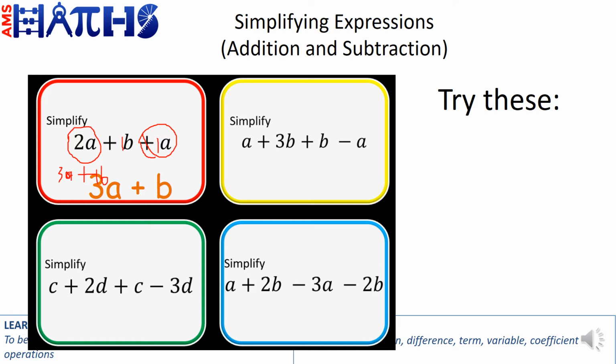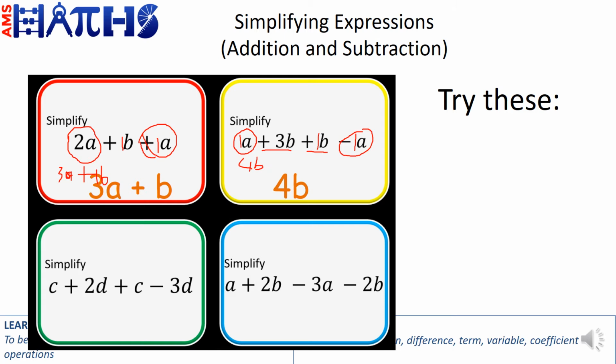For the yellow box, we have A's and B's again, so we'll work with the A's first. So we have 1A, and we need to subtract 1A. So 1A minus 1A will give us 0A. Don't need to write that one down. Then we work on the B's, plus 3B plus 1B. So it's 3B plus 1B, which gives us 4 B's. So our answer is 4B.